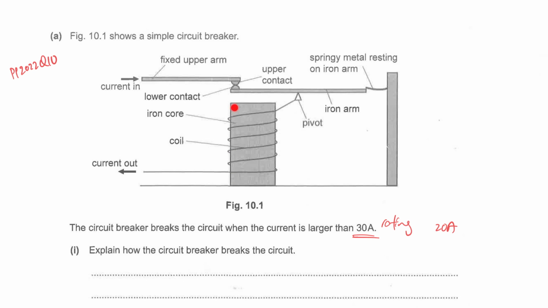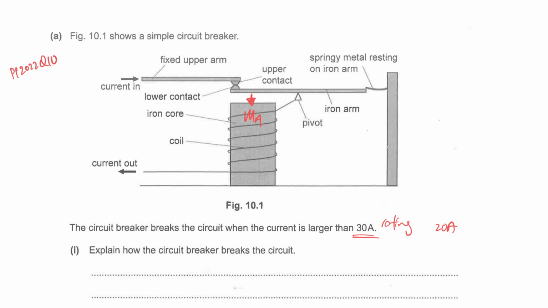Now, as mentioned just now, the iron core is magnetized, just not strong enough to attract the iron arm. But there's an attraction force, and it's acting downwards on the left hand side of the iron arm, and it's creating an anti-clockwise moment about the pivot.